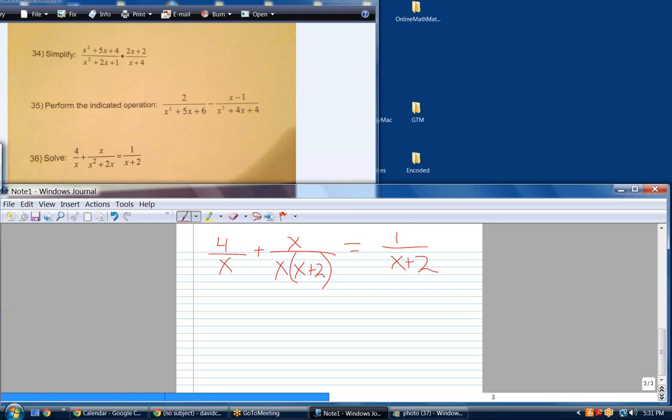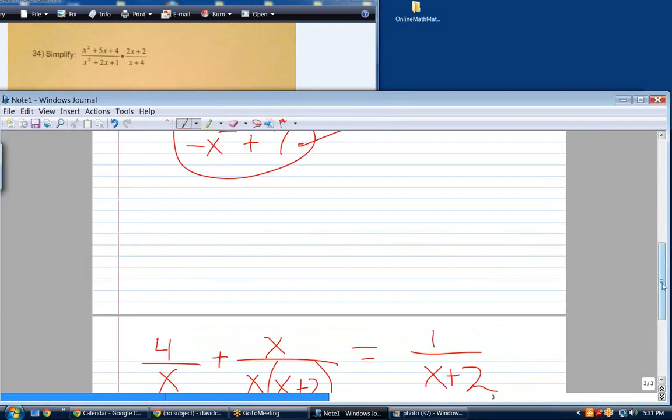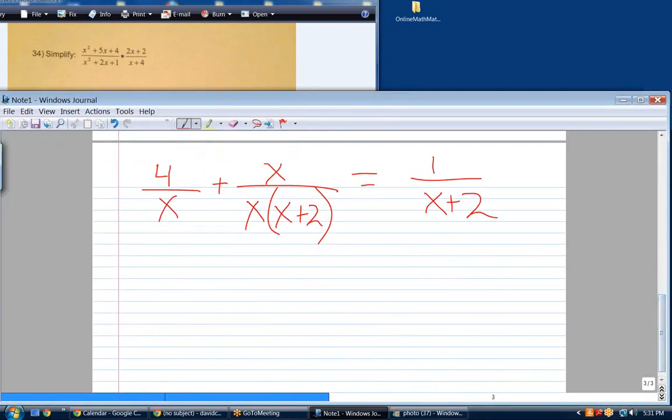What's the magical first step? To get rid of all the denominators in one fell swoop. What would I have to multiply both sides of the equation by?